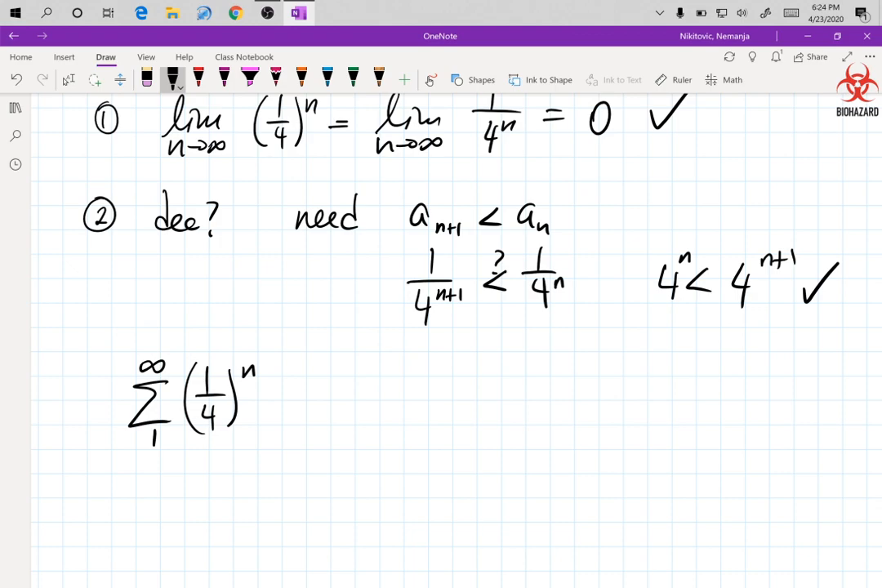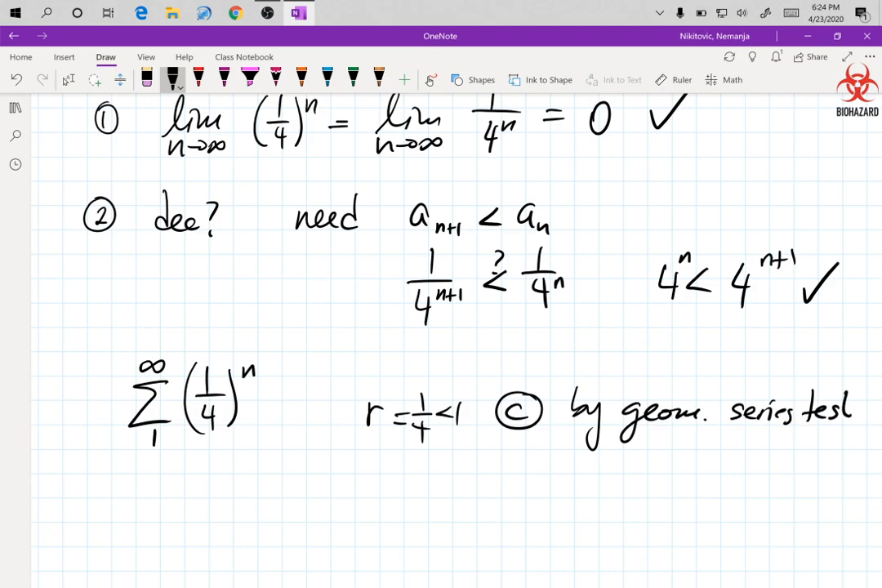So we found over here that r is a quarter. That's convergent, which is less than 1, convergent by the geometric series test.